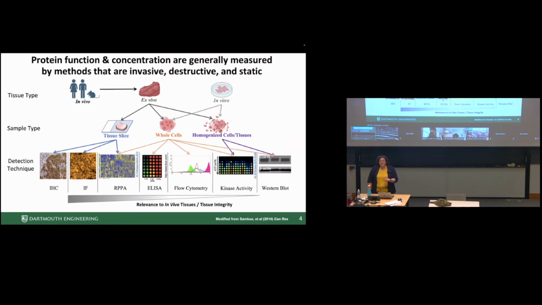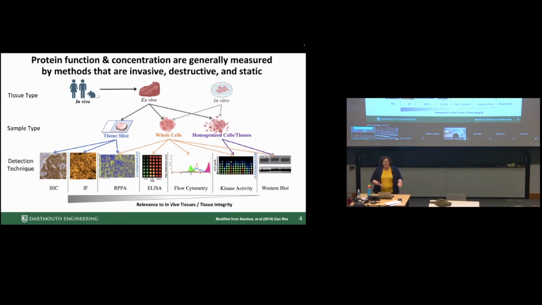So typically these differences in protein function and concentration are measured in patients by taking tissue out of the body and then either cutting it up or homogenizing it or breaking it down into single cells. And from this point, then, proteins are measured using a number of different techniques, which you can see lining the bottom of the slide. And so this is great because we can actually get information about the protein that we're interested in. It can help in diagnostic, help in treatment determinations.